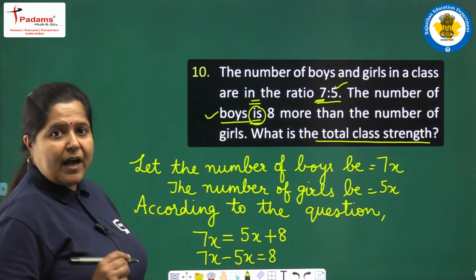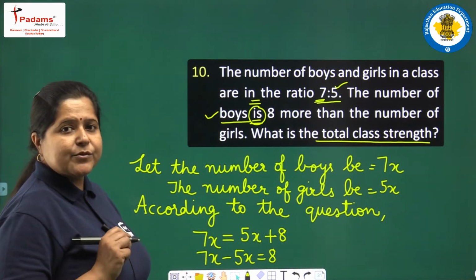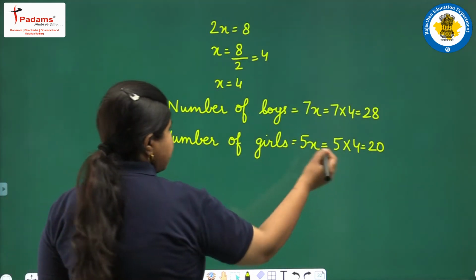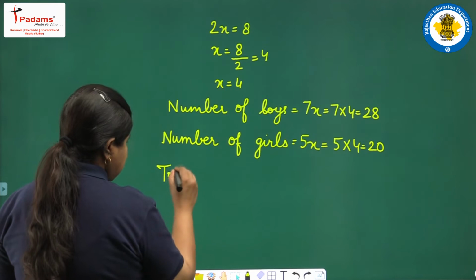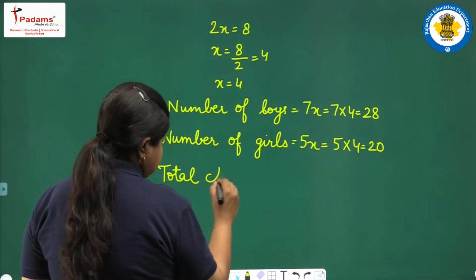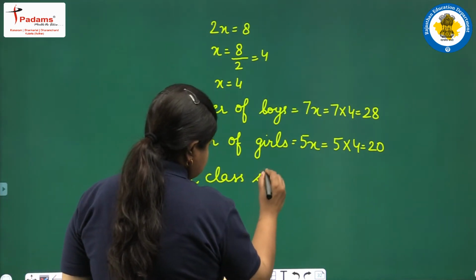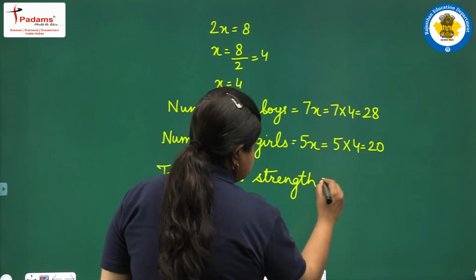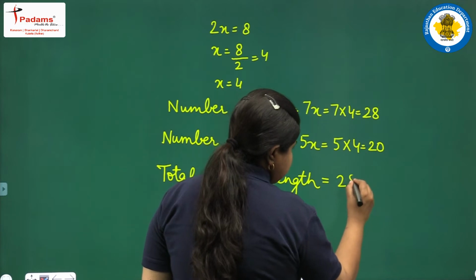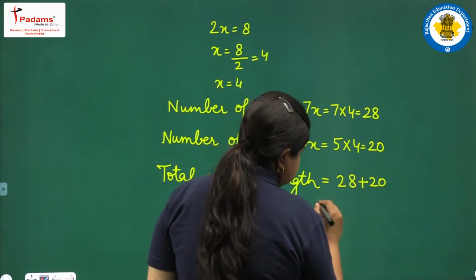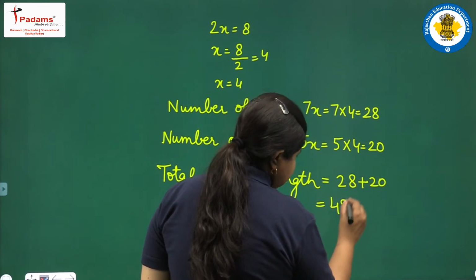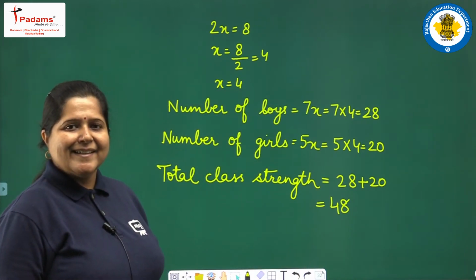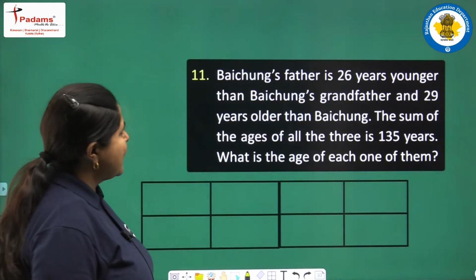So, we have been asked the total number of students, and that we will get by adding the number of boys and girls. So, total class strength is equal to 28 plus 20 equal to 48. This is the answer. Clear? Next we have one more question.